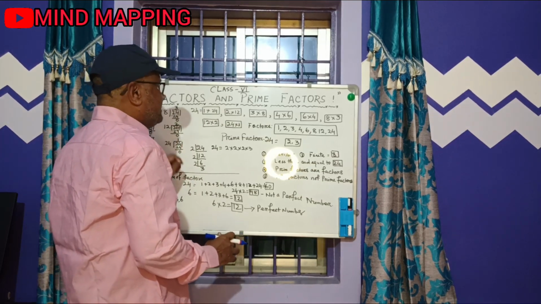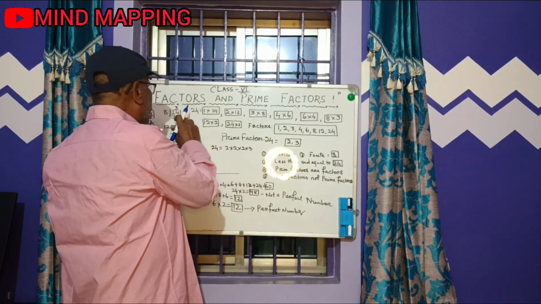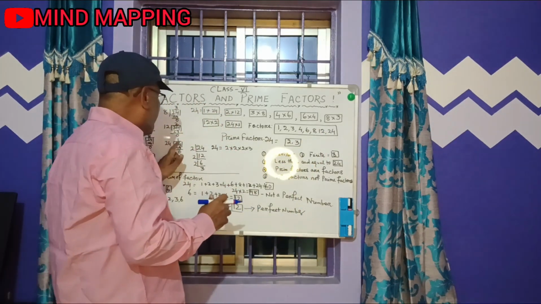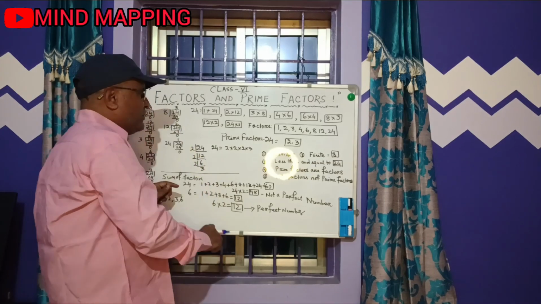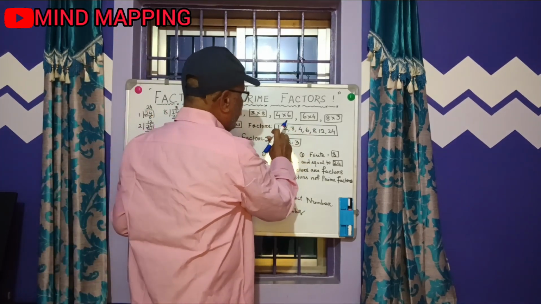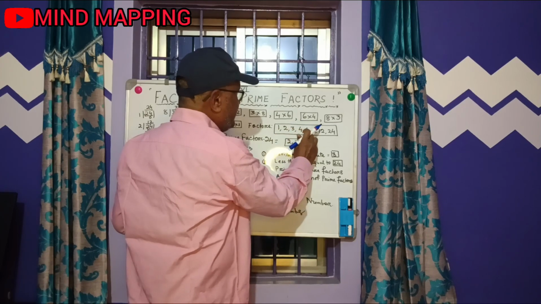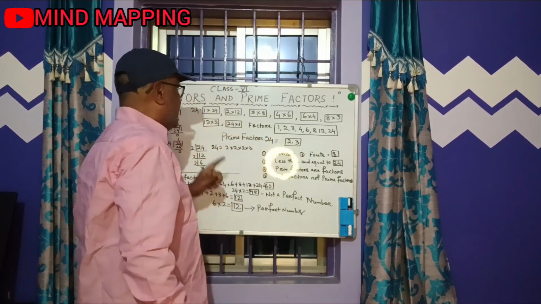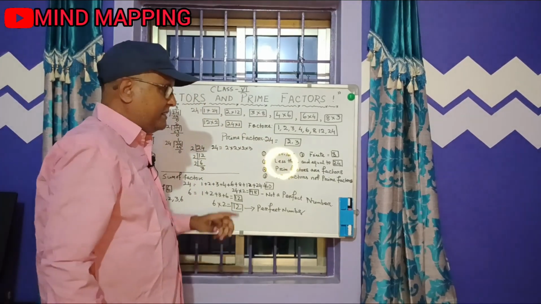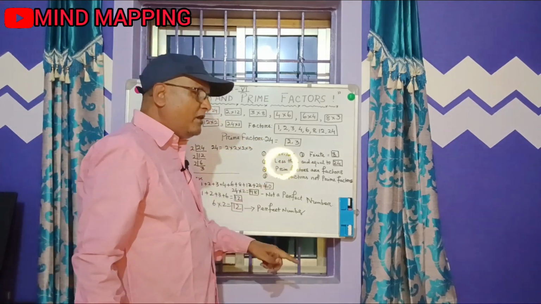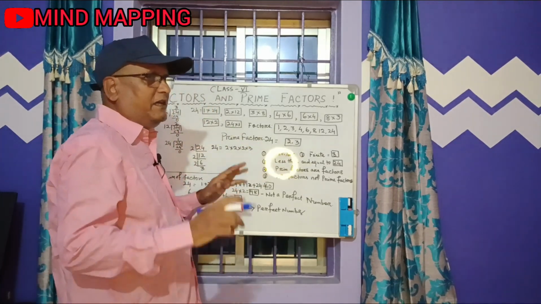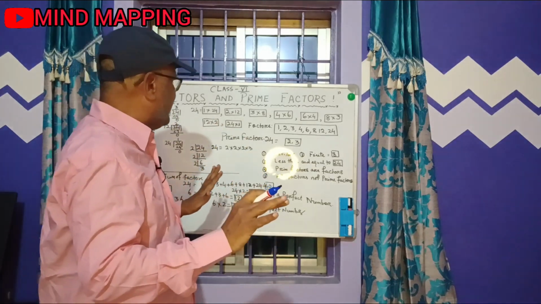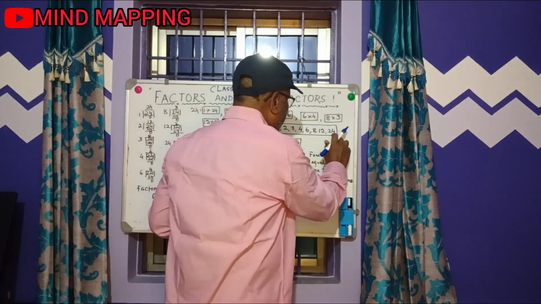12 divides 24, that is, 12 is a factor. The number itself is a factor. So 24 divided by 24 gives quotient 1, remainder 0. So the factors are 1, 2, 3, 4, 6, 8, 12 and 24. Each factor divides the number 24. This is very important: each factor is a divisor of the dividend 24. Each factor divides the number. Please remember. These are the factors of 24.